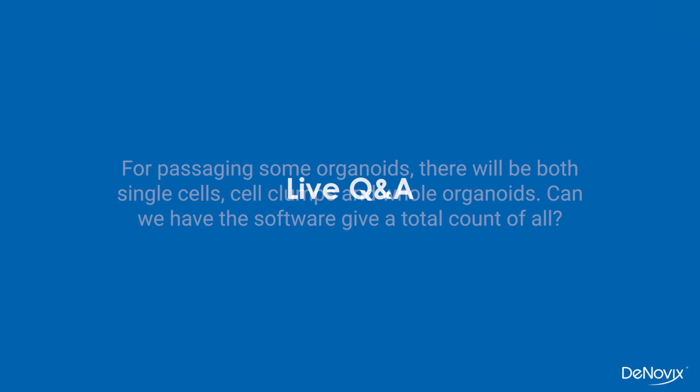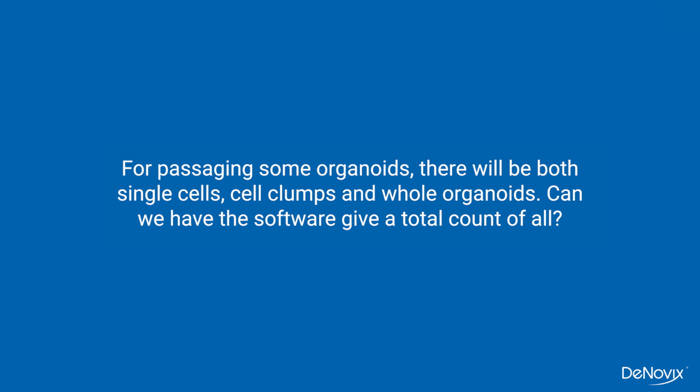So for pathogen organoids, there will be both single cells, cell clumps, and whole organoids. Can we have the software give a total count for all of those? So the two groups that we have are dissociated objects, which would be anything that would not be considered an organoid. So maybe smaller bits of the organoid or single cells. Anything that's not an established organoid is in that category. And then you have the organoid group.